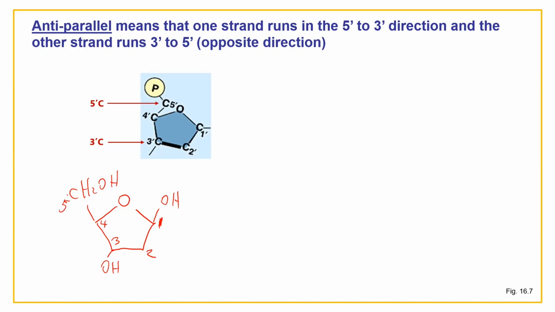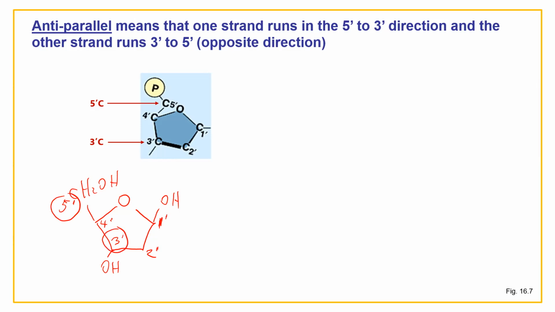And so the numbers on the pentoses, they decided to call them primes. So 1 prime, 2 prime, 3 prime, 4 prime, and 5 prime. So the prime is that little tick beside the number. And so we have the two most important ones are the 5 prime carbon and 3 prime carbon.